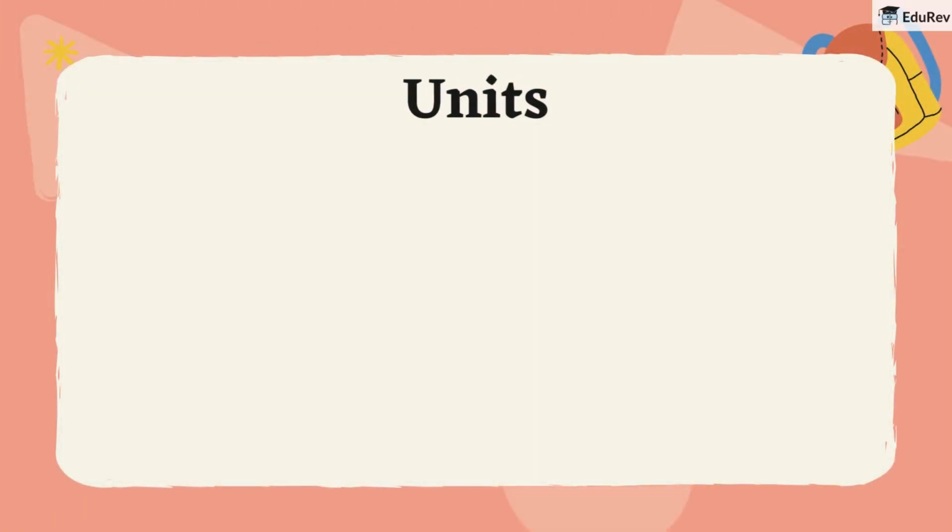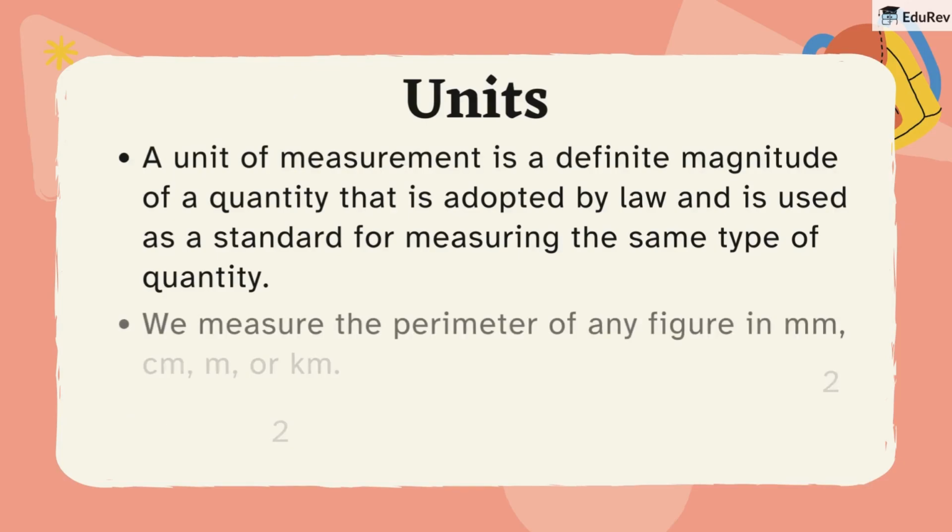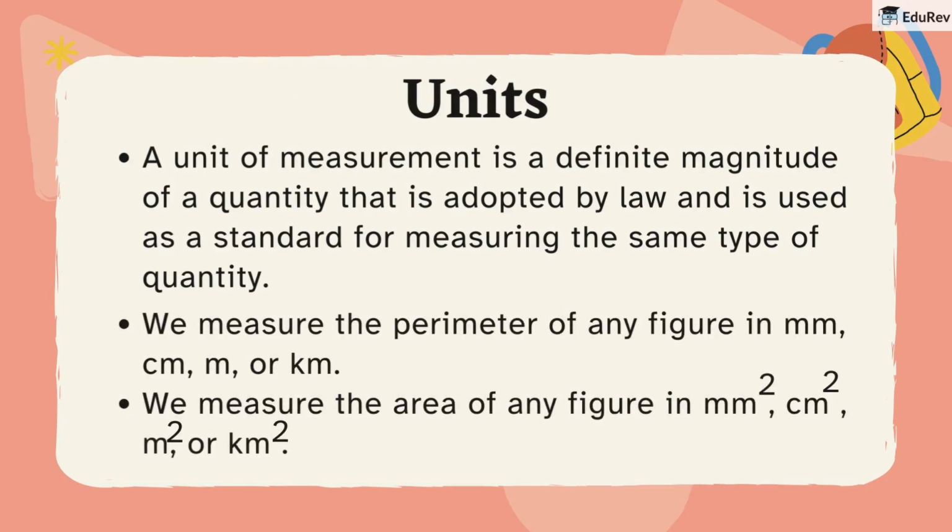Units of measurement. A unit of measurement is a definite magnitude of a quantity that is adopted by law and is used as a standard for measuring the same type of quantity. We measure the perimeter of any figure in mm, cm, m, or kilometer. We measure the area of any figure in mm square, cm square, m square, or kilometer square.